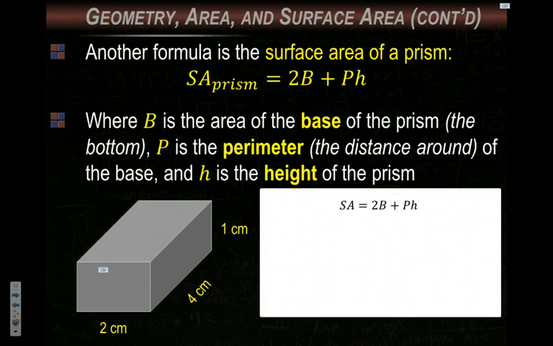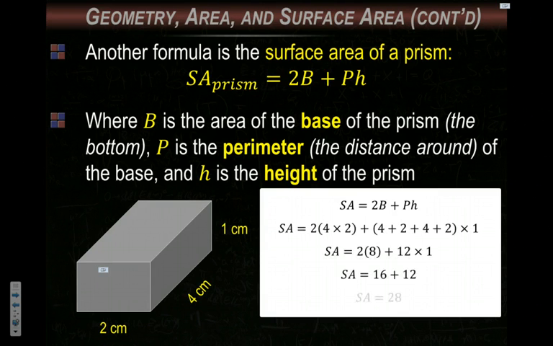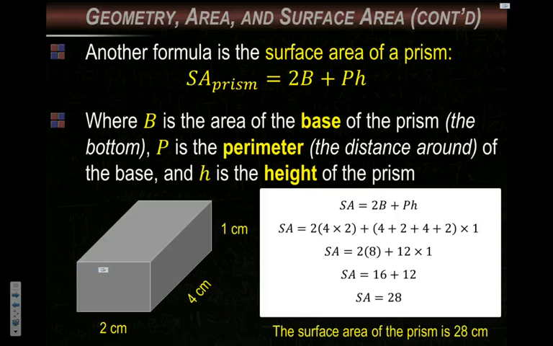Yes? Oh, I was going to say that it would be 8. Okay, well, here, I've got the math here. So, yes, it'd be 8, and then the perimeter would be 12 times 1, 16 plus 12, 28, okay? And those are some pretty easy numbers to work with, okay? But the surface area of that prism is 28 centimeters.